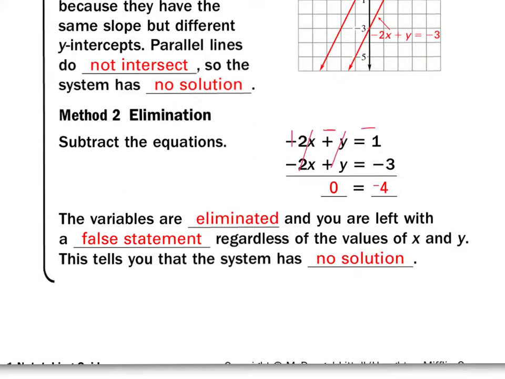The variables are completely eliminated. This is a false statement. 0 does not equal negative 4. No matter what x and y is, you will have no solution. And that would be how we would answer this, as no solution.